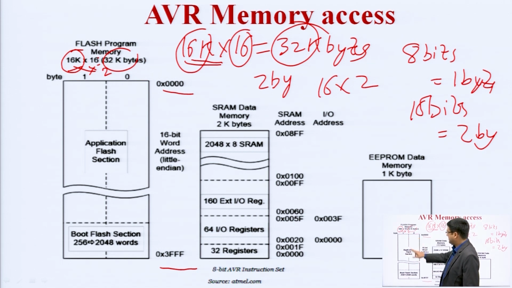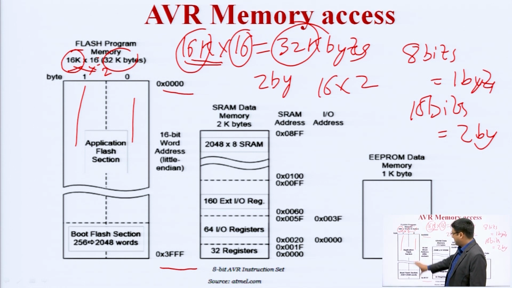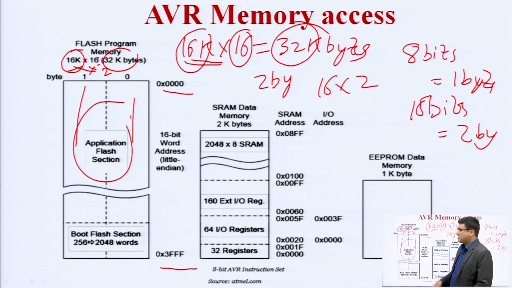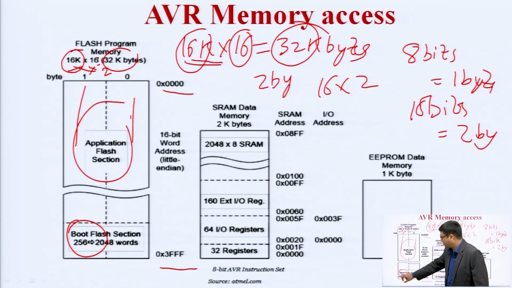This is the 0 segment, this is the 1 segment, and it is dedicated to the application flash section. So here you are seeing the term boot flash section. The boot flash section has a range of 256.